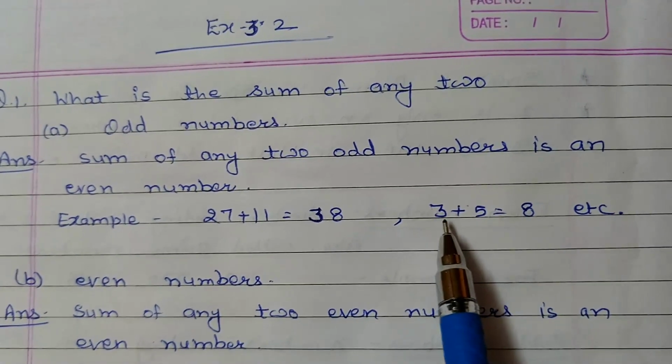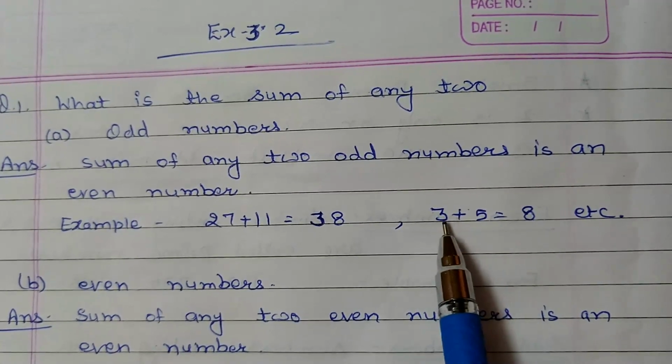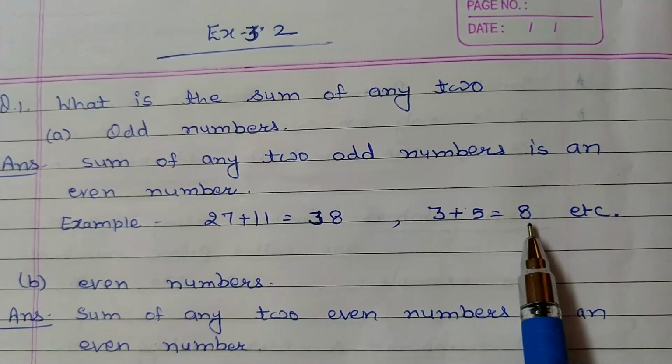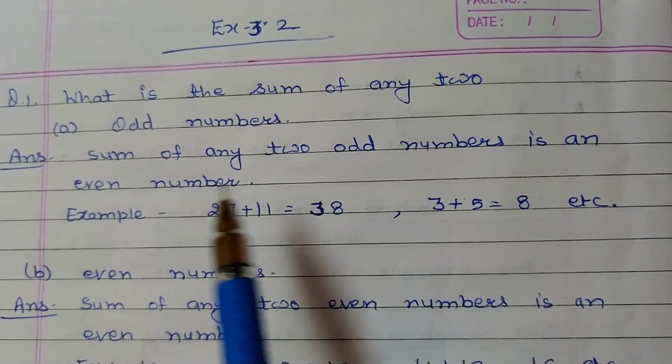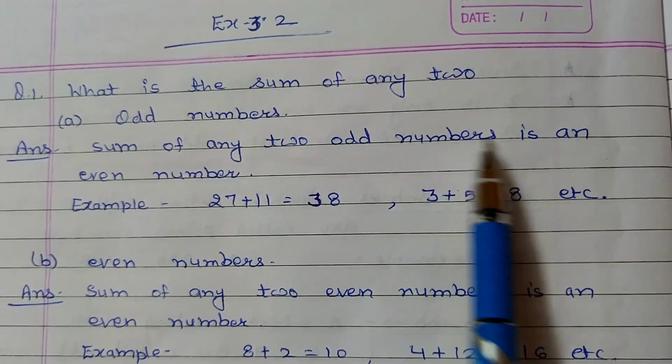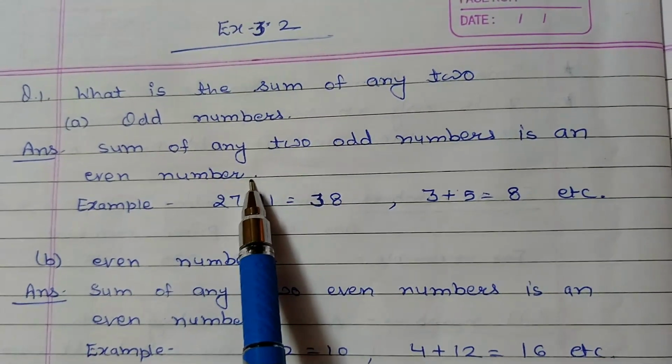Okay, take another example. 3 and 5. Their sum is again 8. So here also 8 is an even number. So we can say the sum of any two odd numbers is an even number.